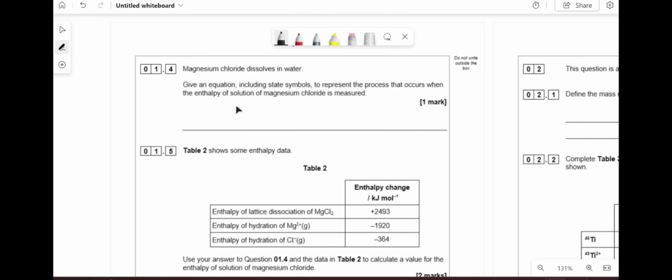Magnesium chloride dissolves in water. Give an equation, including state symbols, to represent the process that occurs when the enthalpy of solution of magnesium chloride is measured. So it's asking you to draw the equation for the dissolution of magnesium chloride. The formula depends on the definition. The enthalpy of solution is the enthalpy change when 1 mole of an ionic substance dissolves in enough solvent to form an infinitely dilute solution. So basically, 1 mole of an ionic solid compound, MgCl2 solid, dissociates into its ions in aqueous conditions: Mg2+ aqueous plus 2Cl- aqueous.